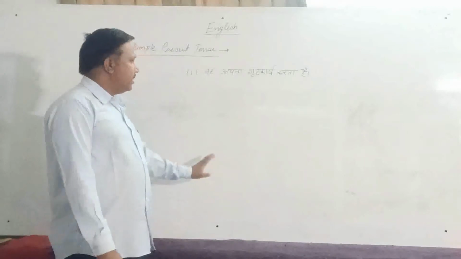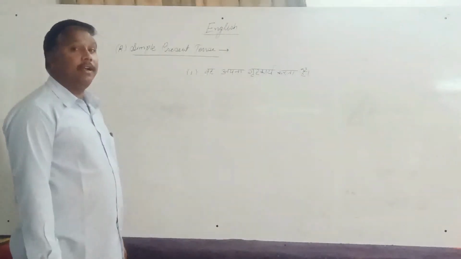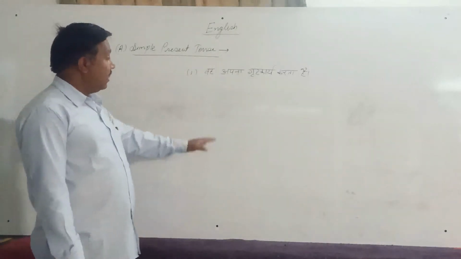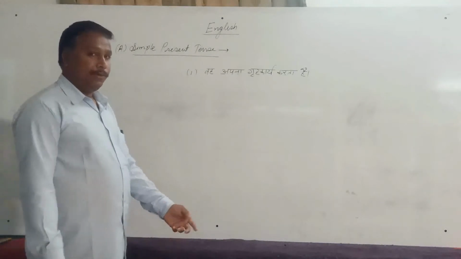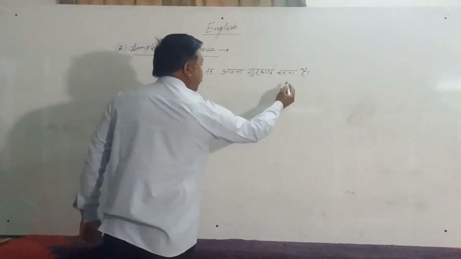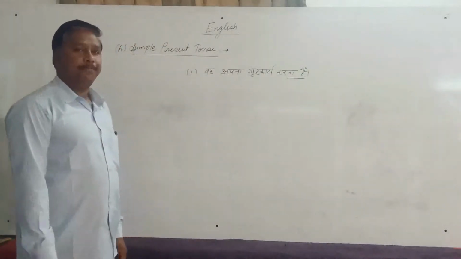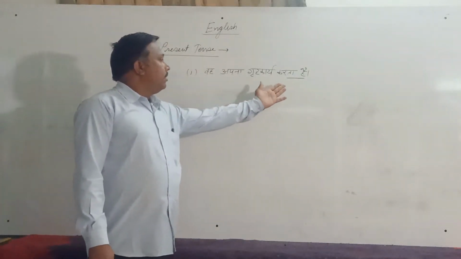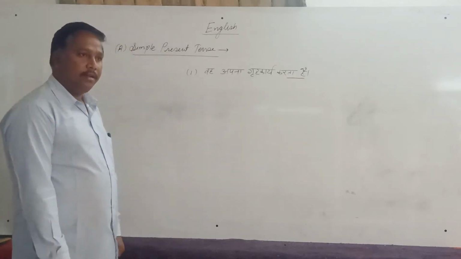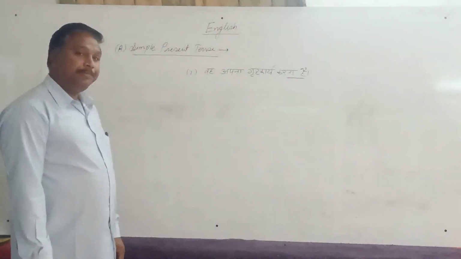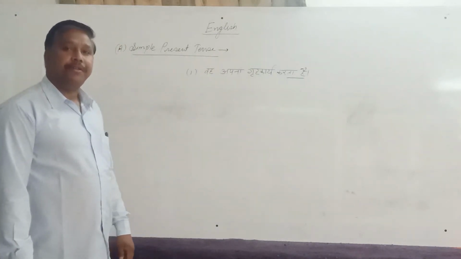The first thing is how we can identify that it's a sentence of simple present tense. As I told you yesterday, at the end of Hindi sentences we find some Hindi words like ta hai, ti hai, te hai, etc. Then we can say it's a sentence of simple present tense.